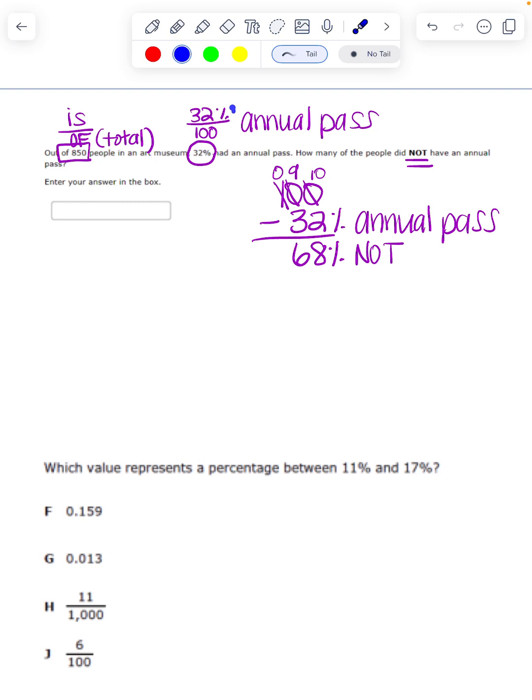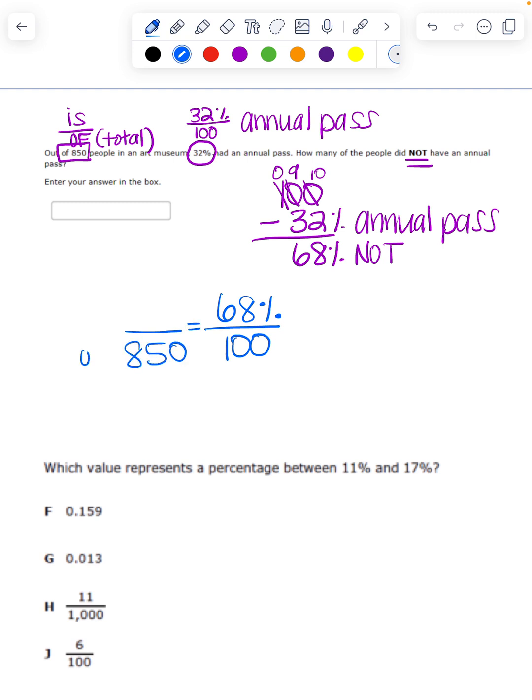So instead of using 32 over 100, I'm going to use 68 over 100 because, again, the question asks for how many did not have an annual pass. So I'm going to set up my proportion, percent over 100. And remember, we had our total over here of 850, and I knew it was my total because it said of, and we know of is a denominator word, and we are looking for our top value.